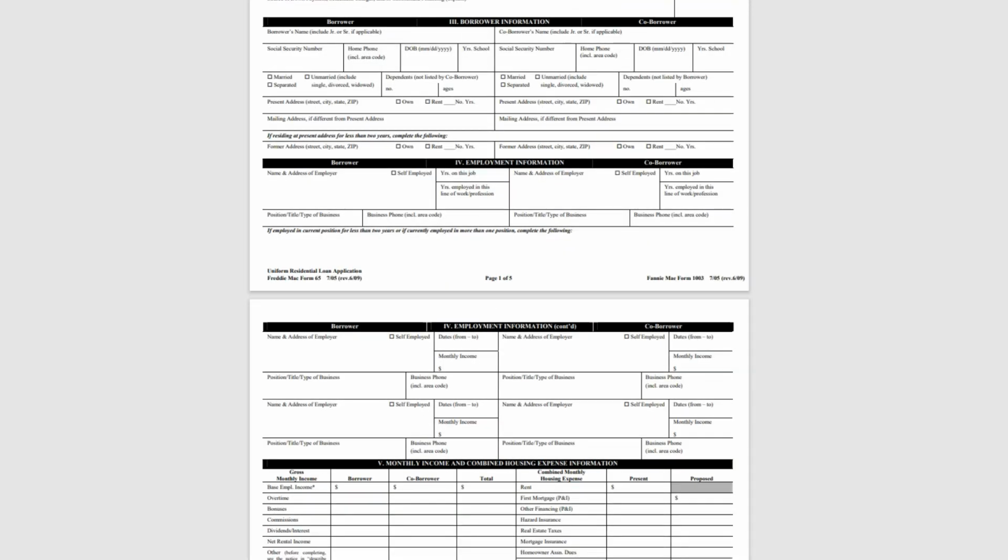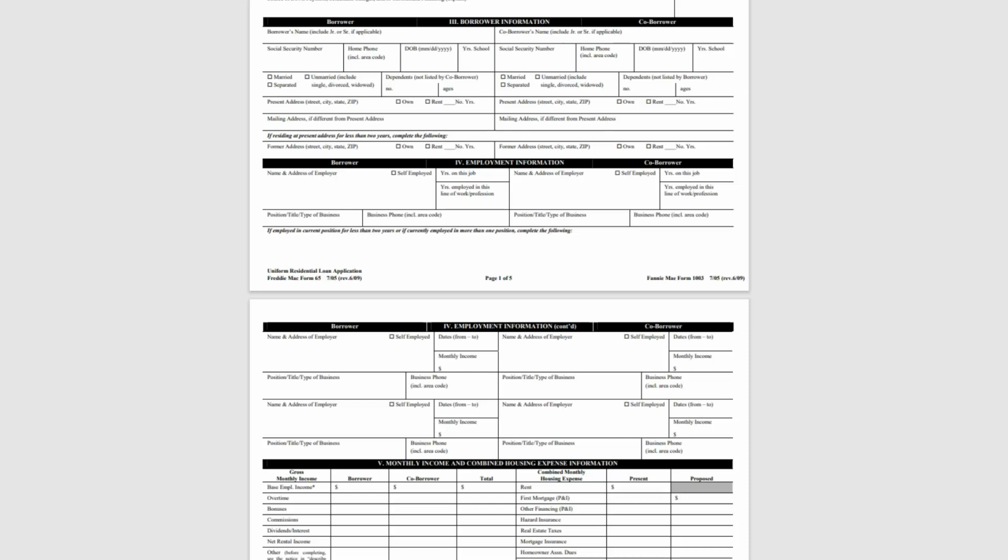So now we go to section 2. So this is the information about you. So this is your name, this is social security number, your phone number, your date of birth, years in school, are you married, are you separated, unmarried, do you have any dependents not listed by the co-borrower, your present address, your present mailing address if it's different than your present address, your former address, if you've moved within the last 2 years, do you currently own, do you currently rent, and how long have you been there?